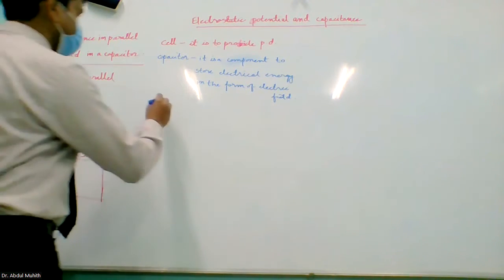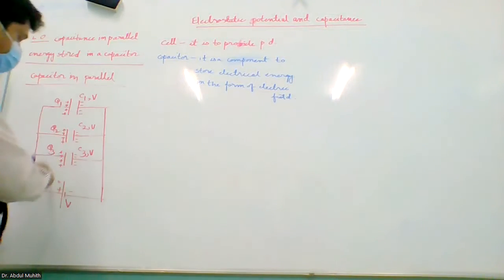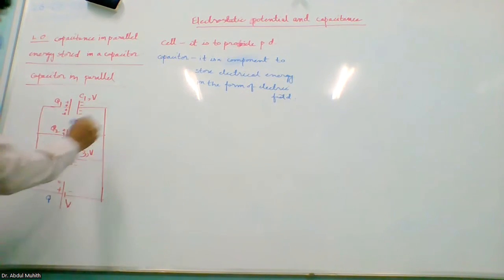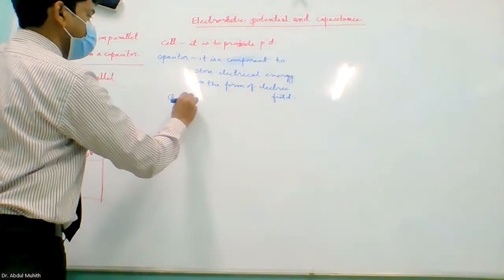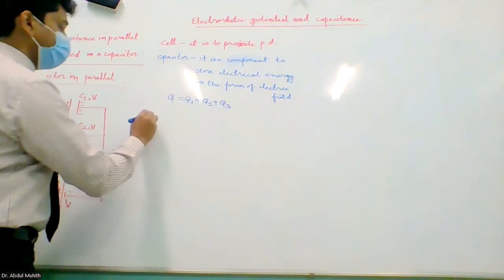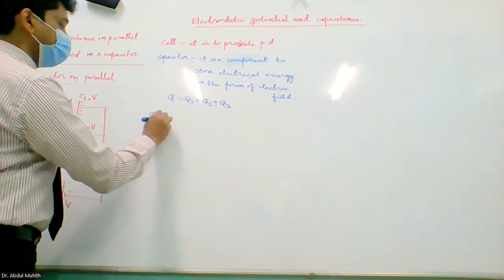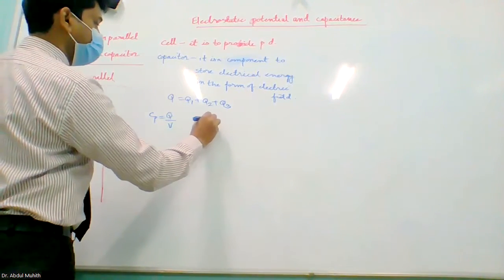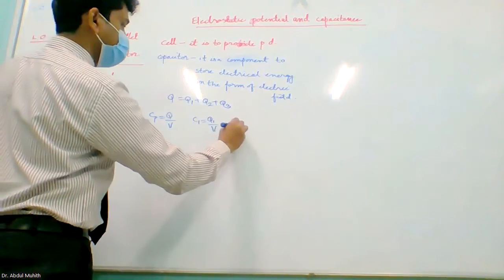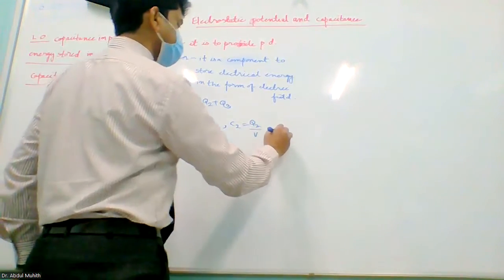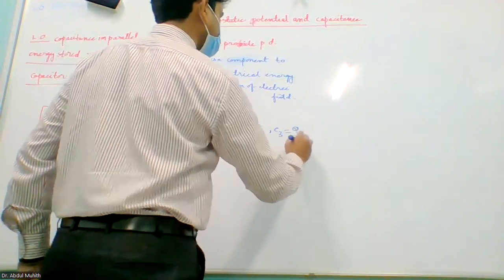Now here, the charge is Q, divided into Q1, Q2, and Q3. So we are adding up charges: Q is equal to Q1 plus Q2 plus Q3. Now we have the formula C is equal to Q by V. C1 is equal to Q1 by V, C2 is equal to Q2 by V, and C3 is equal to Q3 by V.